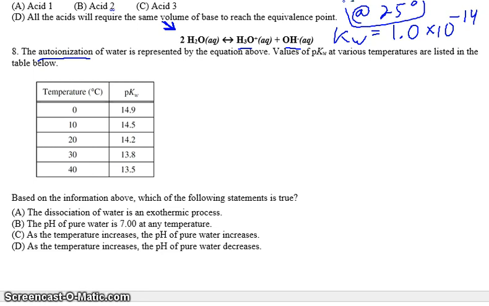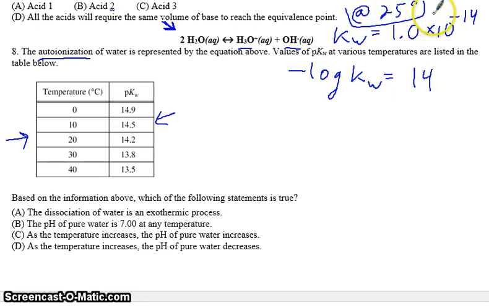Now here, what we're given is different temperatures and the corresponding pKw. Now, if you negative log your Kw, you'll get a pKw. This is what the negative log means, but the pKw then will be 14. If you negative log at 25 degrees Celsius, you'll get 14. And you'll notice that it fits right in here. So we would be right here.